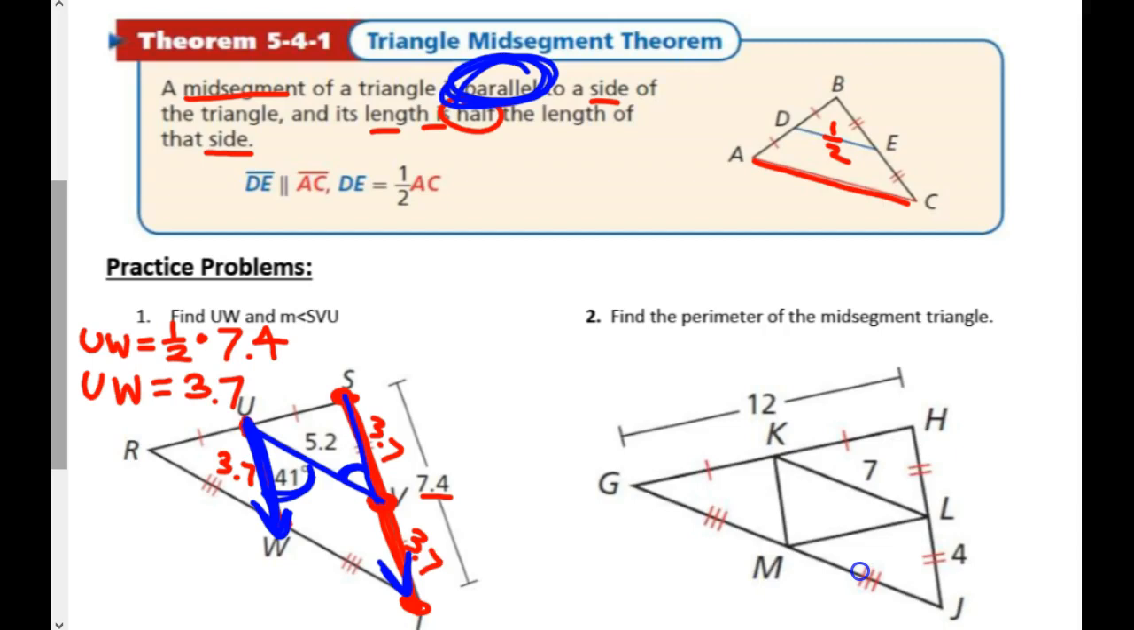Alternate interior, what are they? Congruent or supplementary? They are congruent. The only ones that were supplementary were the S's, same side, supplementary. Okay, so this is easier than it looks. If this is 41, guess what this one's going to be? 41. Okay, so the measure of angle SVU equals 41 degrees.